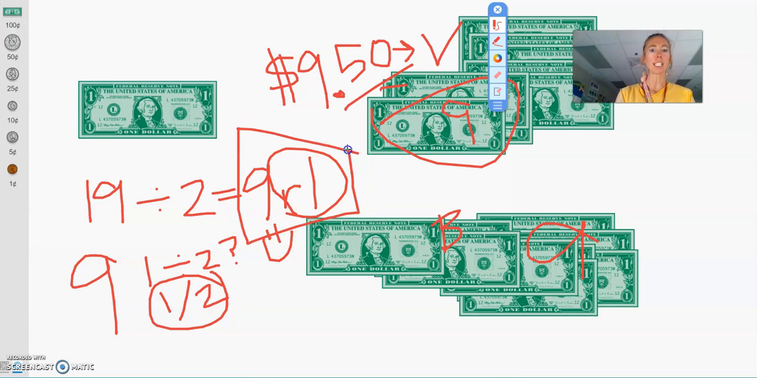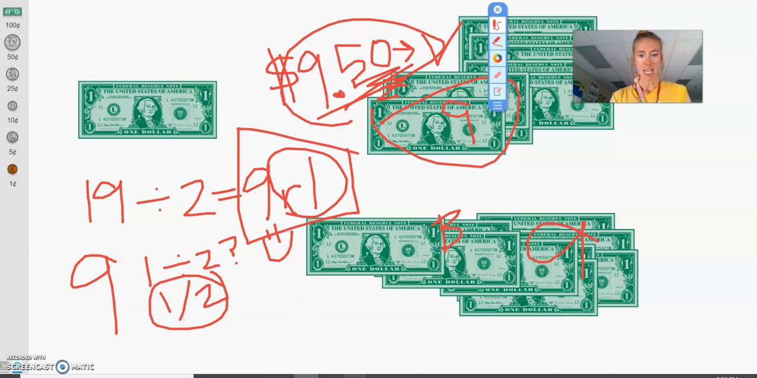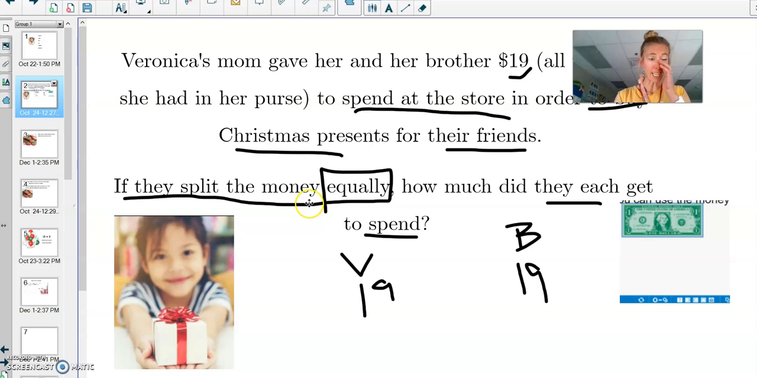So instead of writing it as 9 remainder 1, we can actually write it in money, and we don't have to say remaining 1. We can say that's actually 50 cents each. How cool is that for money? Okay, let's look at another situation, because I said I had 3, where we look at the remainder and see what to do with it.